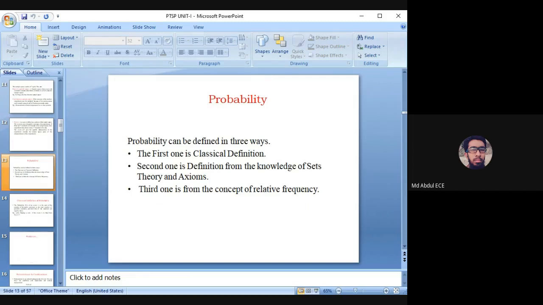Next, probability. Here the probability can be defined in three ways. The first one is the classical definition, the second is through knowledge of sets and axioms, and the third is through the concept of relative frequency. Let me stop here, and we'll continue in the next lecture. How we are going to define the probability through the classical definition and so on will continue in the next lecture. Thank you.